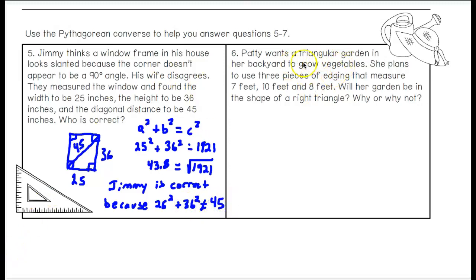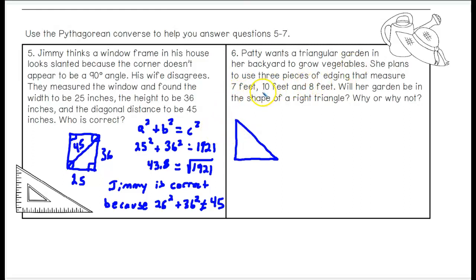Patty wants a triangular garden in her backyard to grow vegetables. She plans to use 3 pieces of edging that measure 7 feet, 10 feet, and 8 feet. Will her garden be in the shape of a right triangle? Well, we can't figure out if it's going to fit or not because we don't know the size of her garden, but we can tell if it's going to be a right triangle.